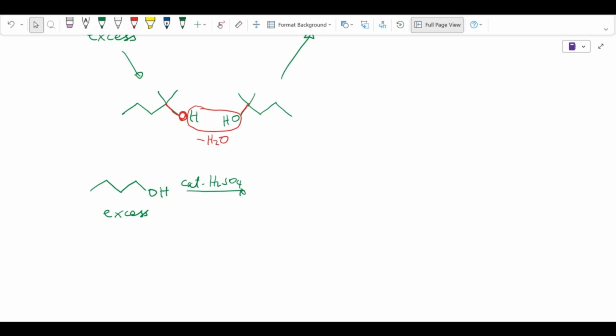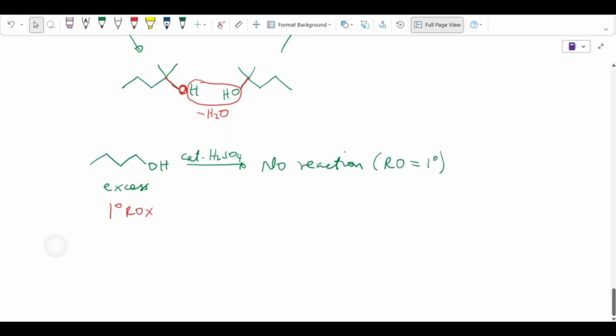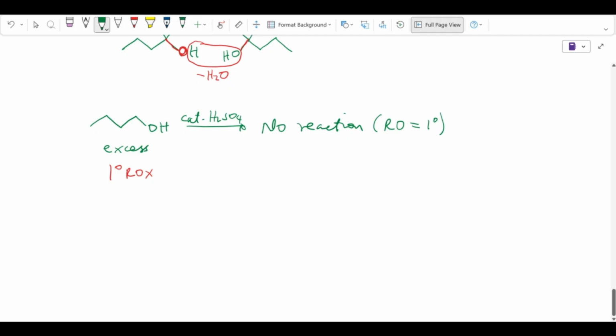So here we have a primary alcohol. Because this is a primary alcohol, this reaction will not work. So you would have no reaction. Reason being that the alcohol is a primary alcohol. I know that the question you'll be asking will be why. Why is it that this particular alcohol that is primary doesn't give us any reaction, whereas the secondary and tertiary alcohol gives us a product?